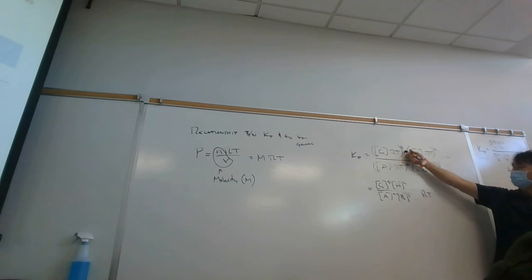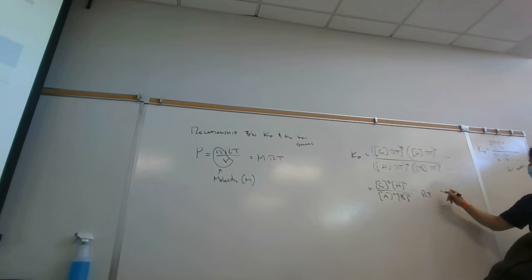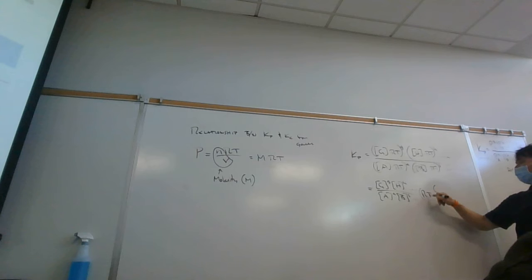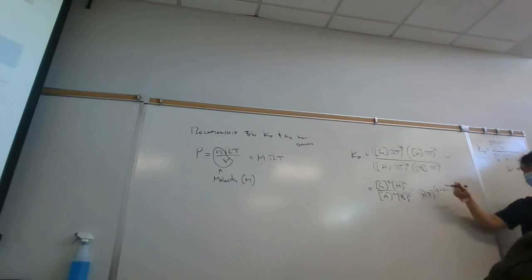And when I have these exponentials here, I add them. So this would be RT to the G plus H plus dot, dot, dot. And then I subtract these ones, so that's going to be minus A plus B plus dot, dot, dot. So it's going to be RT raised to that power.